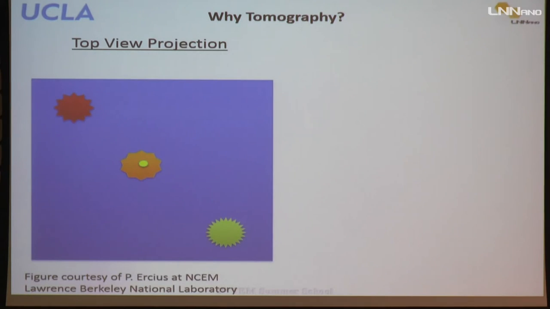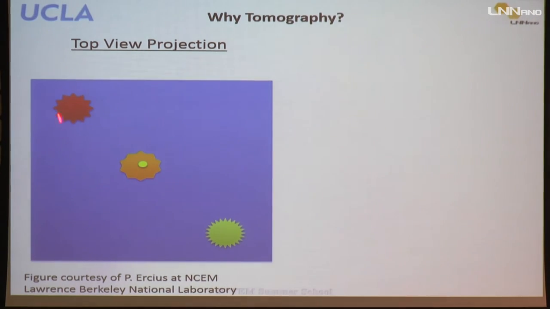One more example, more similar to electron microscopy. Let's just assume that this is a TEM projection image taken along one direction. It looks like there are four different objects: a red one with a sawtooth type of surface, a yellow one, a green one, and a very small dot. But we don't have any depth information about these objects.